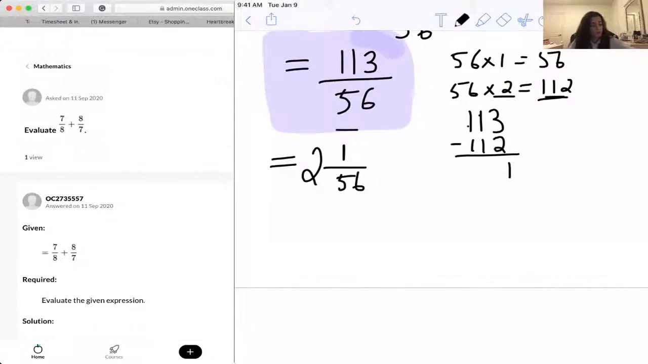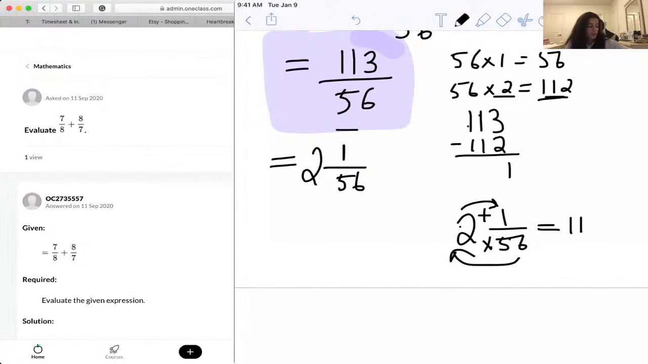Another way to confirm this is you take your denominator, multiply it by the whole number, and then add the numerator to it. So 56 times 2 is 112, plus 1 is 113 over 56. So it's the same thing. So this is our final answer.